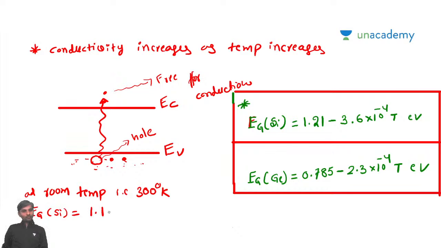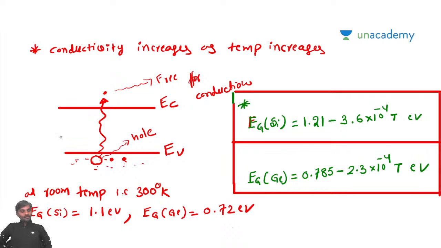If you know, it's going to be 1.1 electron volts, and the energy gap of germanium is going to be 0.72 electron volts, because it has to decrease, right? So it is decreasing from 0.785 to 0.72. Now the electron can easily gain some energy and easily go to the next level, the conduction band. Hope you got all the points.